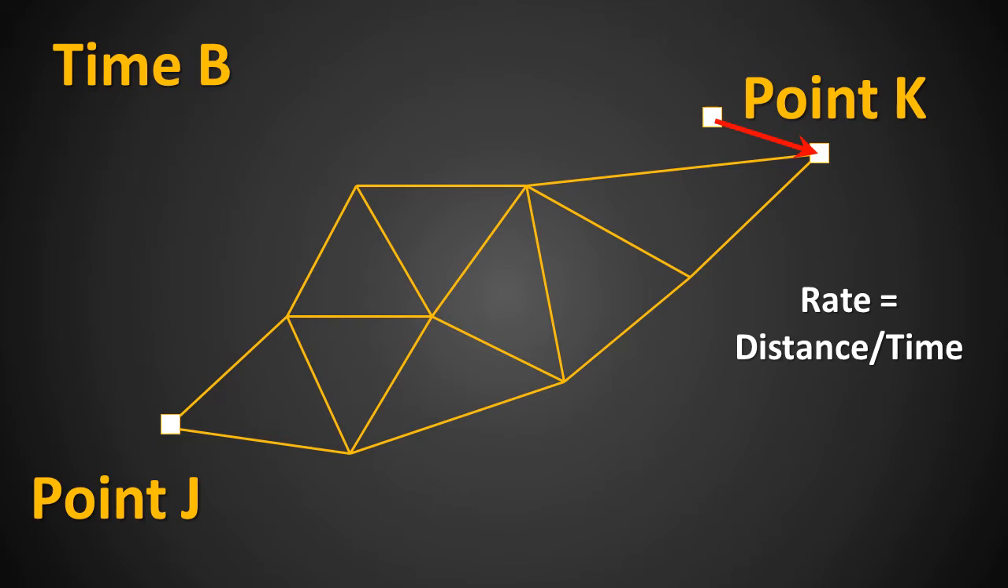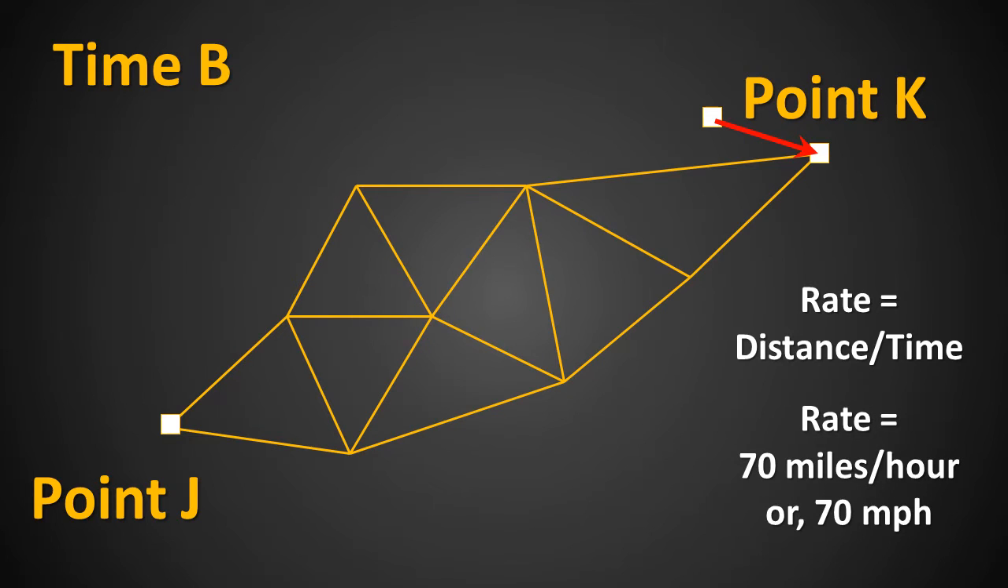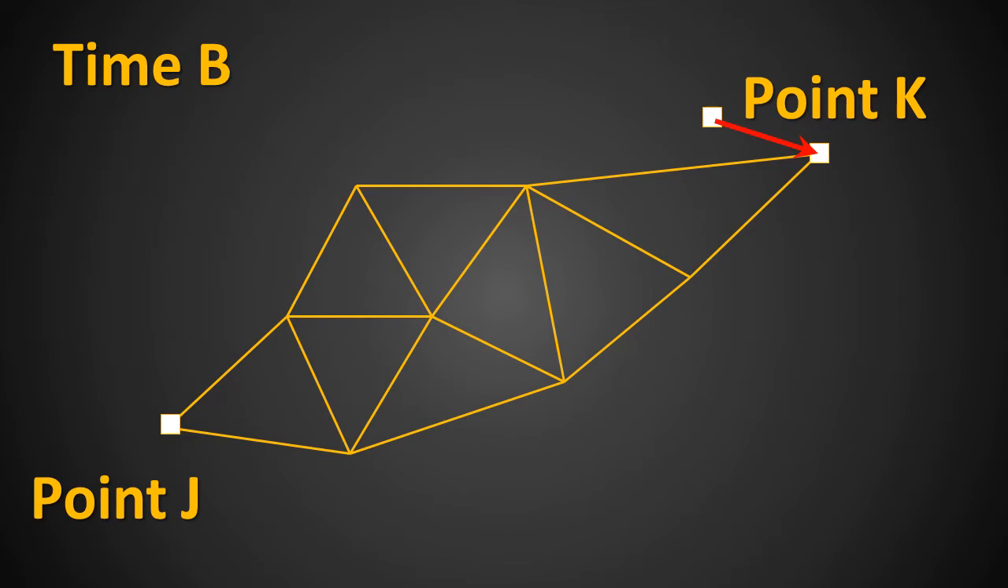If it took 1 hour to drive to Portland to see a lecture on earthquake hazards along the Cascadia subduction zone, which is a 70-mile trip, what is the average velocity? That's right, 70 miles per hour. What if point K moved 10 meters during a period of a year? What is the velocity rate?